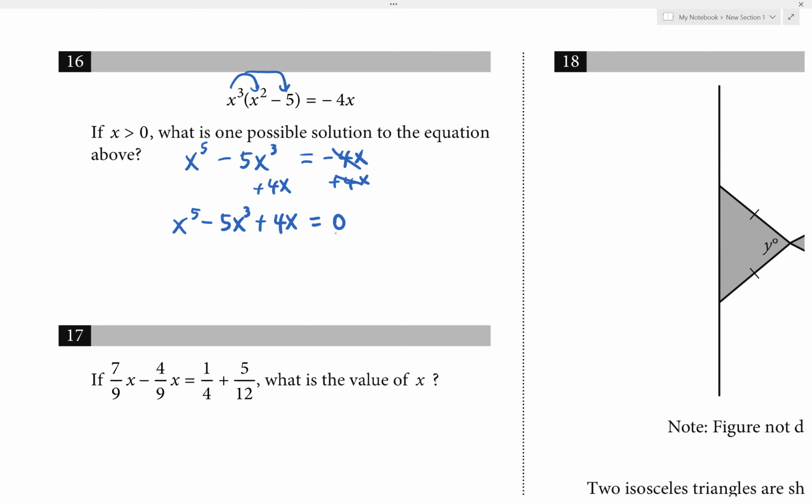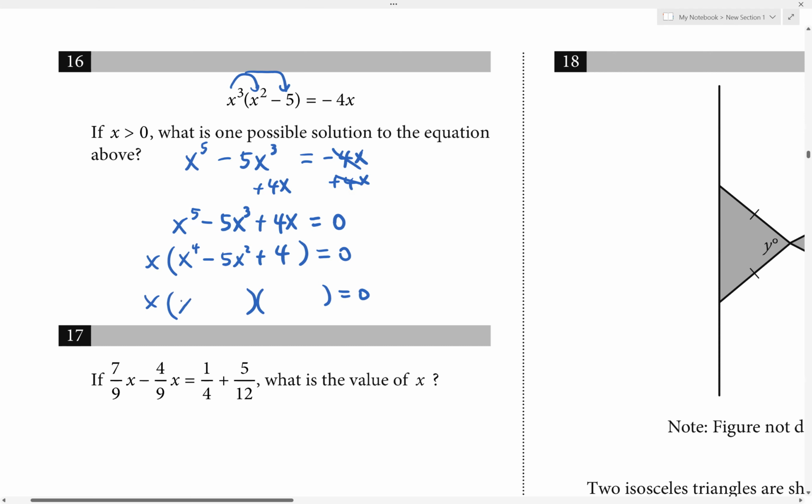And then here, we can actually factor out the x. That's a common factor for all the terms. So we factor it out from all the terms. We should get x to the fourth minus 5x squared plus 4, and that's equal to 0. All right. This is kind of hard to see, but we can actually factor that. It's x to the fourth minus 5x squared plus 4.